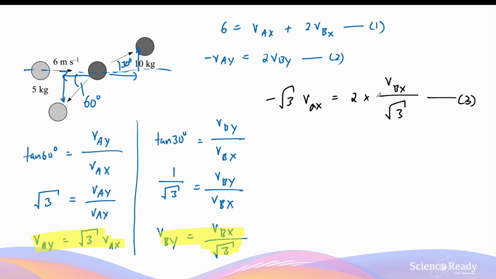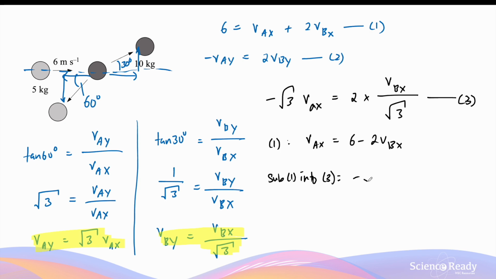I couldn't have done this without the third equation because in equation 1 and 2, I have 4 different variables. But now I have the third equation. If I compare this with the first equation, I have only got 2 unknown variables, which are VAX and VBX. So from the first equation, I can rearrange this to make VAX the subject, which would be 6 minus 2VBX. And then I can substitute this equation into the third equation. So substitute 1 into 3.